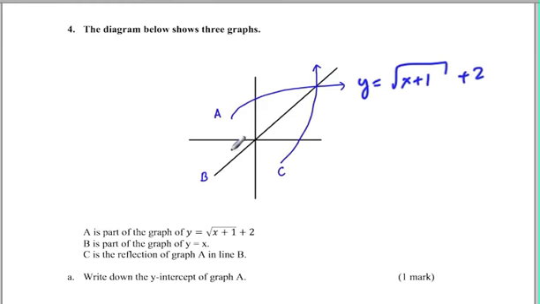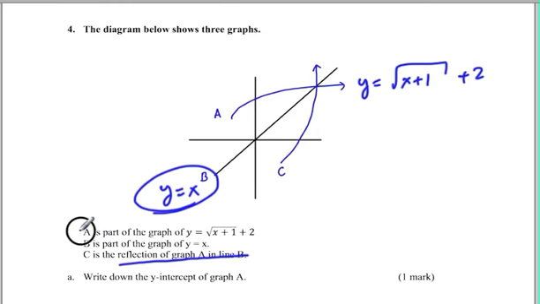B is part of the graph of y equals x. So this is simply y equals x. And C is the reflection of A in line B. So you must remember that whenever you see y equals x, and whenever you hear the phrase reflection across y equals x, you need to know that the relationship between A and C is that they're inverses of each other. The inverse is always a reflection across y equals x. So A is the inverse of C, and C is the inverse of A.